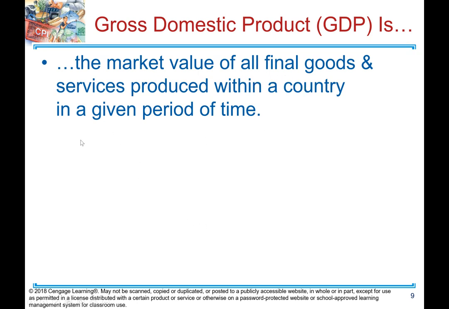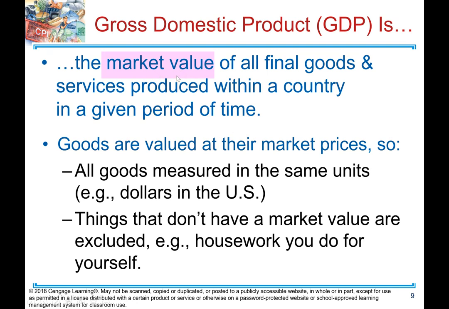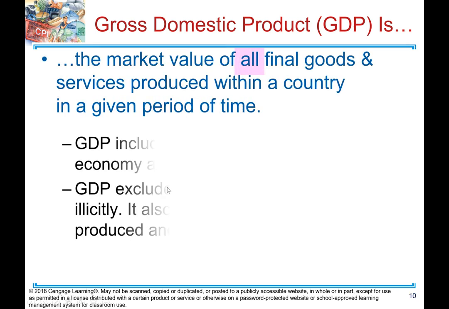Market value is highlighted here because goods are valued at their market prices. So all goods are measured in the same unit. For example, in the United States, it is dollars. Things that don't have a market value are excluded from GDP, like housework you do for yourself is not included. It has to be traded in the marketplace to be a part of GDP.